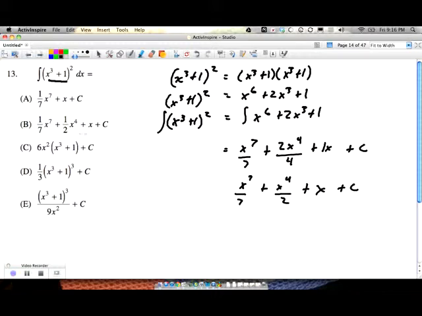It looks like it's B. Is that the same thing you see? Yep, I see it. Because this is really 1/7 and 1/2 and 1. So B is our answer.